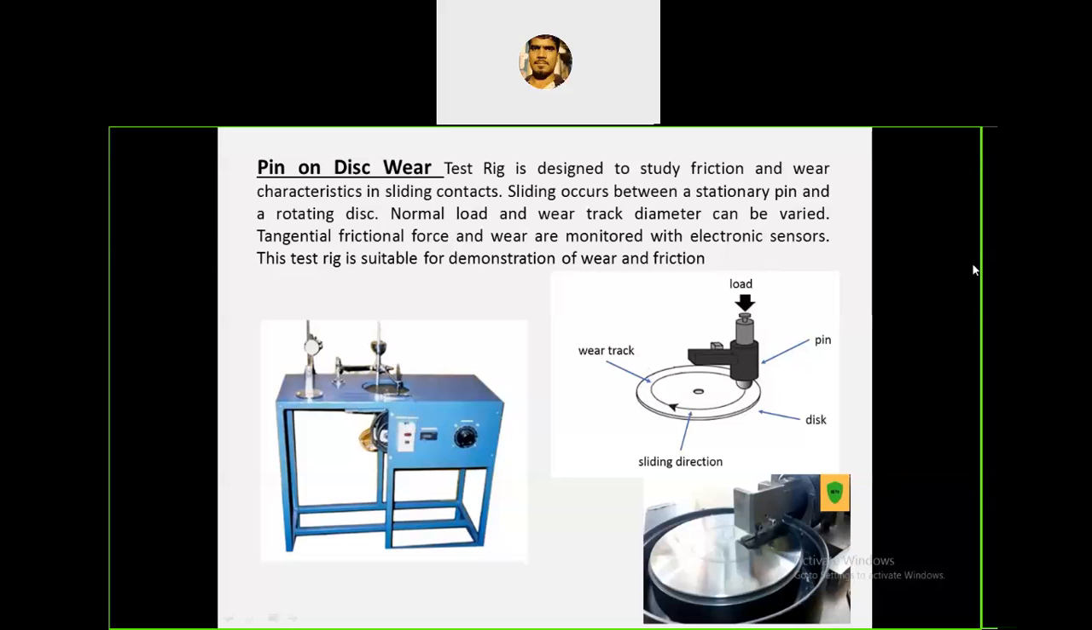Take it standard, and start the machine. Once you start the machine, what happens? The disc will start to rotate, and it gives the direction as well as this specimen touches the disc. What happens? The specimen surface is stationary, and the disc surface is moving. So there is contact between the specimen and the disc, and it is in relative motion. Clear?